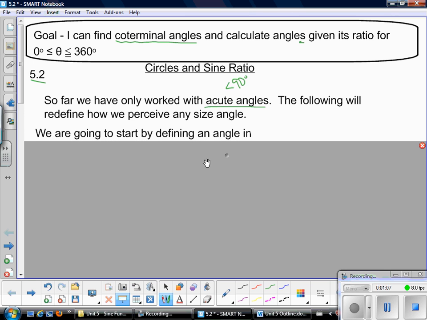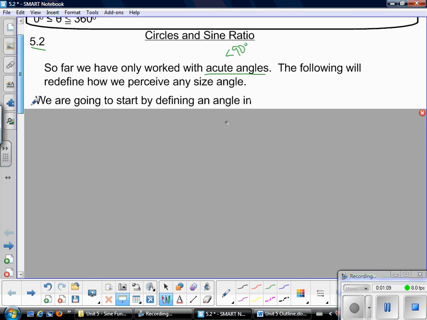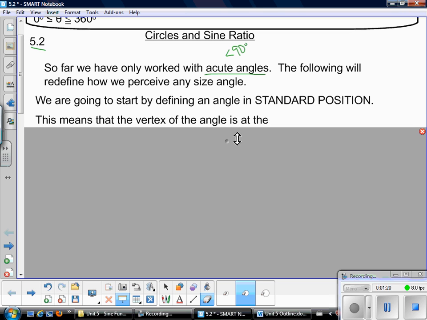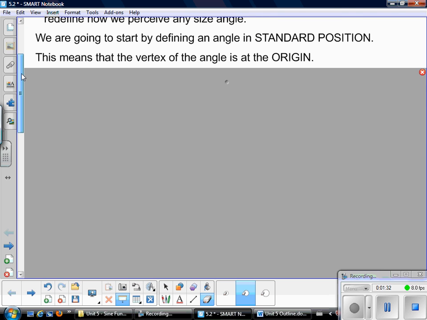Okay, so first of all, we're going to start by defining an angle in what we call standard position. So we have to understand where we're starting. So we call it standard position. And this means that the vertex of the angle is at the origin. So the only other time that you've heard the word origin has been with the Cartesian plane. And yes, that's what we're going to work with.